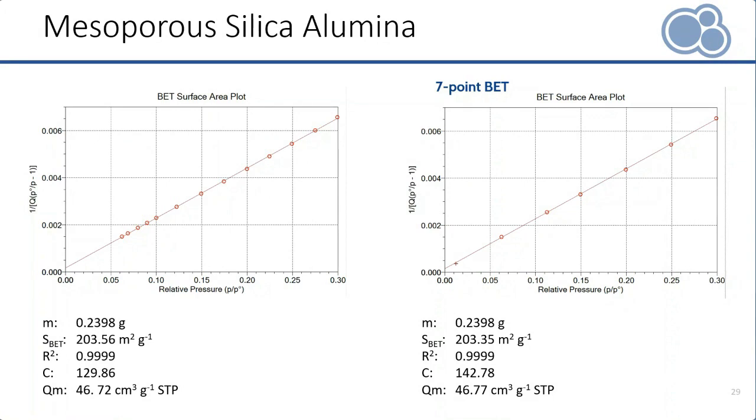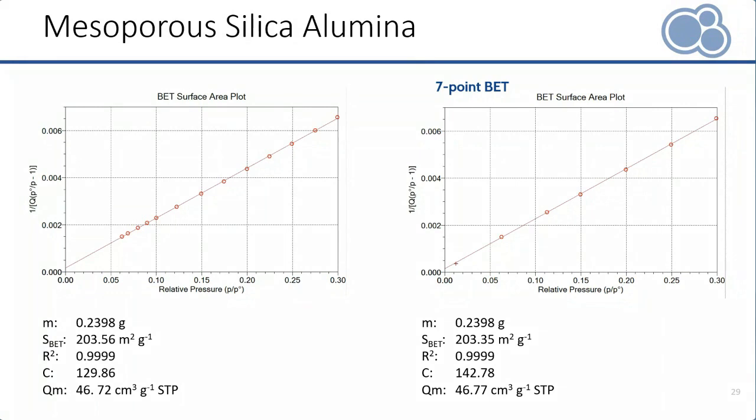203.56 square meters per gram versus 203.35 square meters per gram. The correlation factor, R squared, reflects how well the BET equation applies to the data set. The closer this value gets to 1, the better the fit. And the C constant shows a similar magnitude for both measurements as well.